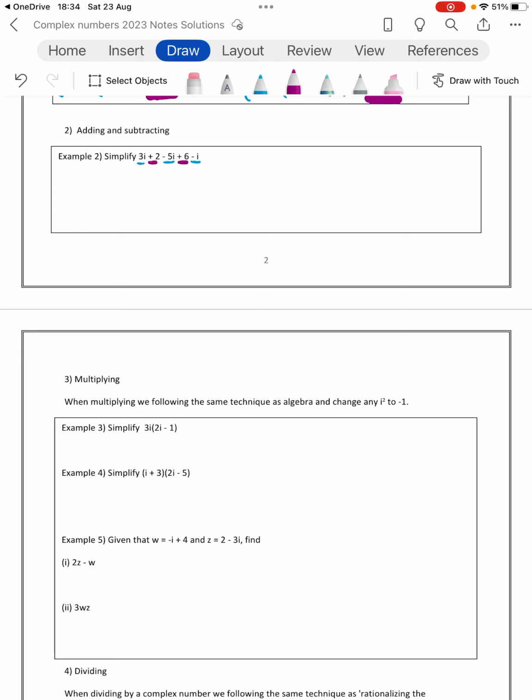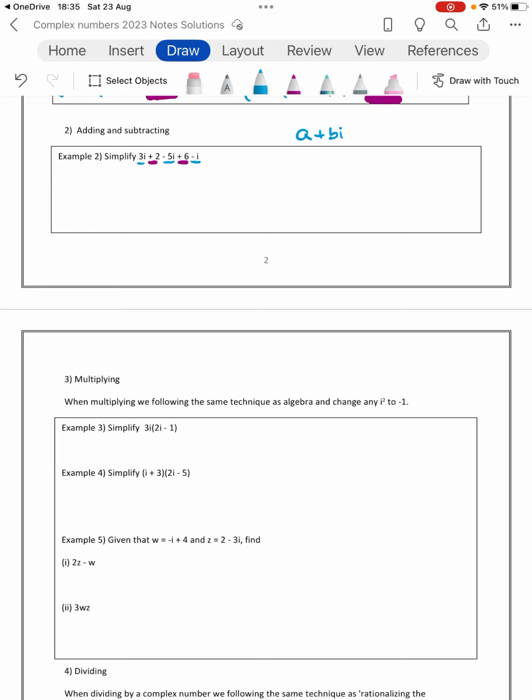Any i squareds, make sure you change them into i's or minus ones, because then all you're ever having in these sums when you're adding are just i's with i's and numbers with numbers. You should never end up with an i squared or an i to the power 5 in your ending sum. It should always look like a complex number in the form of a plus bi. So you should only ever have a number plus a number and i.